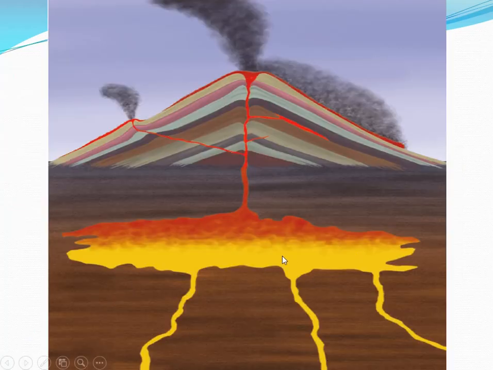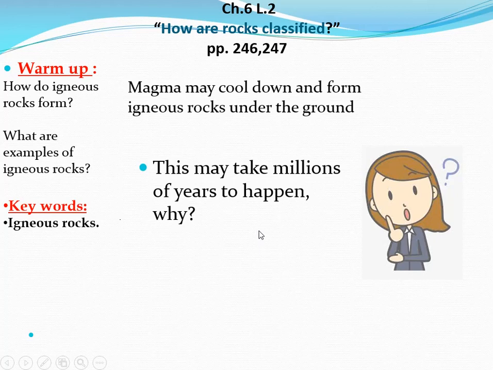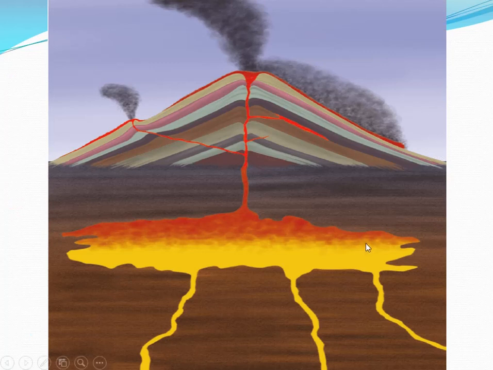Girls, the cooling of magma will be fast or slow? It will take so long a time. It may take millions of years. But why? Why do you think magma takes too long to cool down? I want you to think. Because magma is already under the ground, girls, and we said before that the magma under the ground is so hot already. So to cool down, it may take years and years. It may take millions of years to cool down and form igneous rocks.